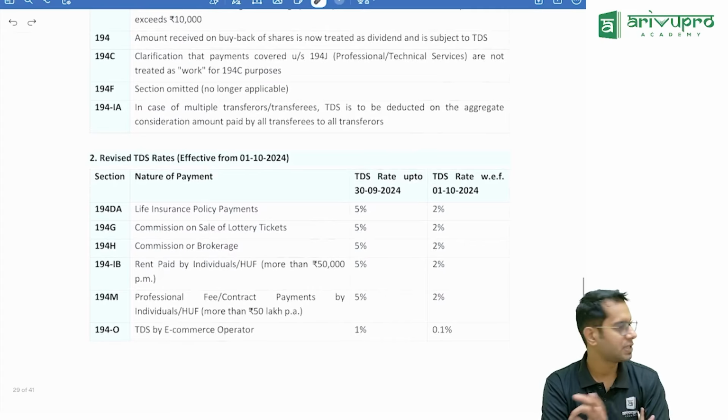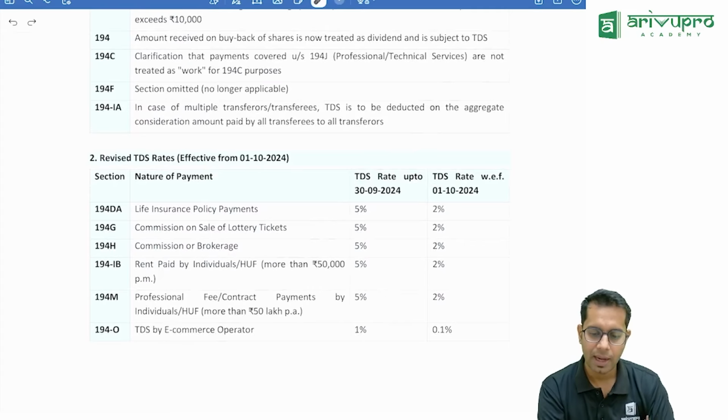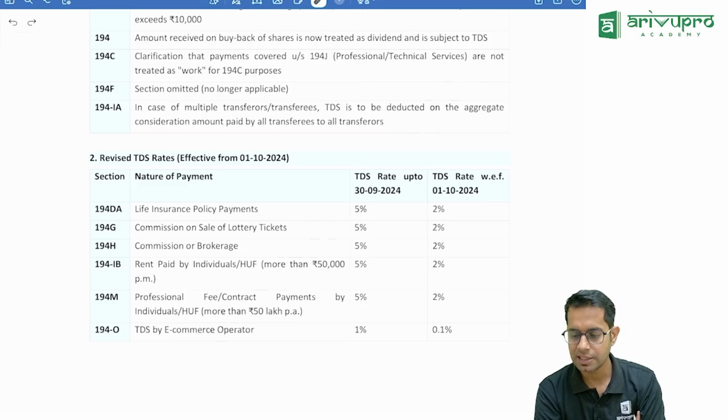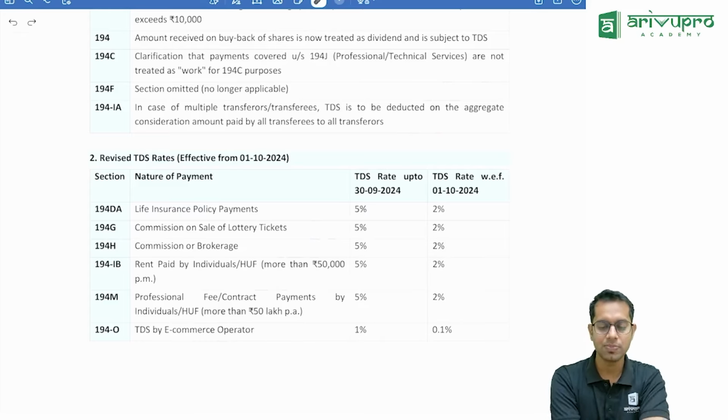194IA, if in case of multiple transferors or transferees, TDS is deductible on the aggregate consideration amount paid by all transferees to all transferors. What is this point talking about?